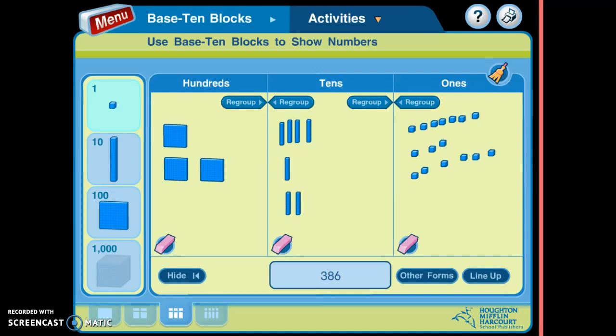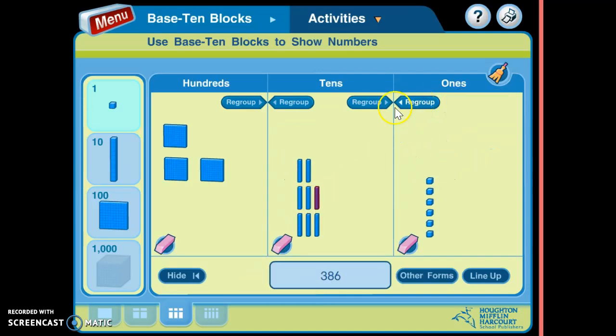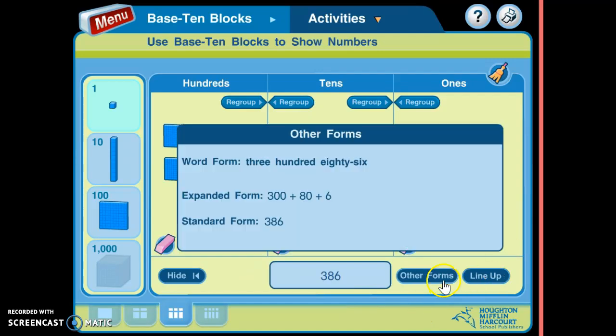I see that in my ones column, I have a bunch of tens that I could gather up to regroup into tens. I'm going to do that. And I have 1, 2, 3, 4, 5, 6, 7, 8. So I don't have enough to regroup my tens to 100. So overall, I have 386 pieces.